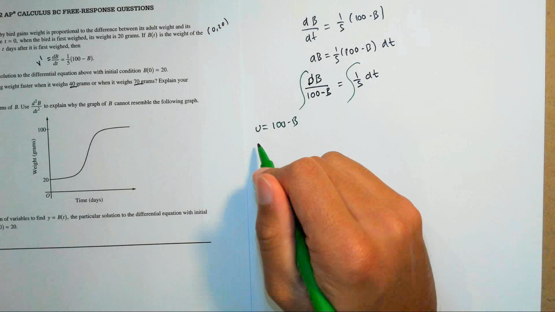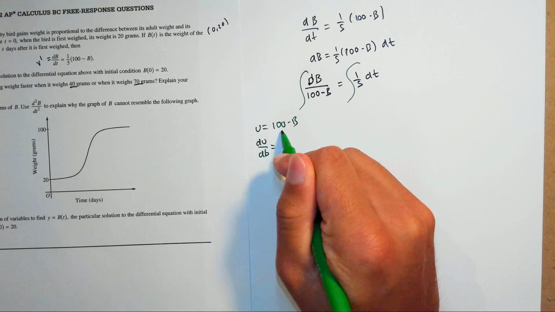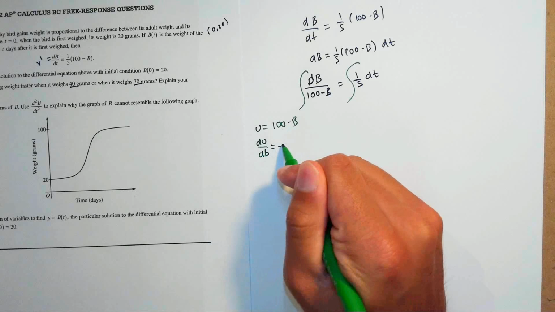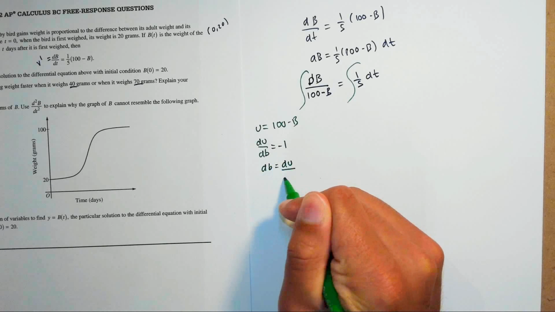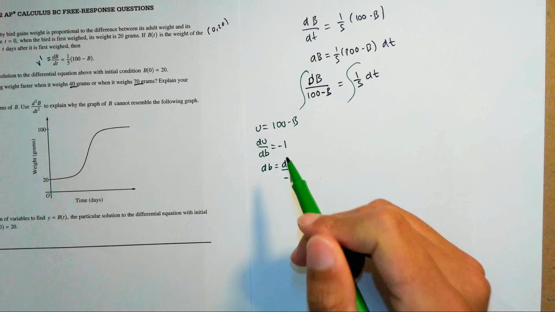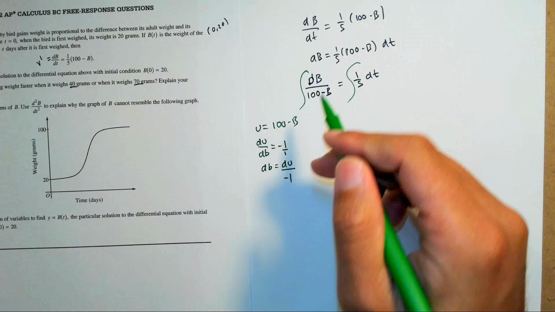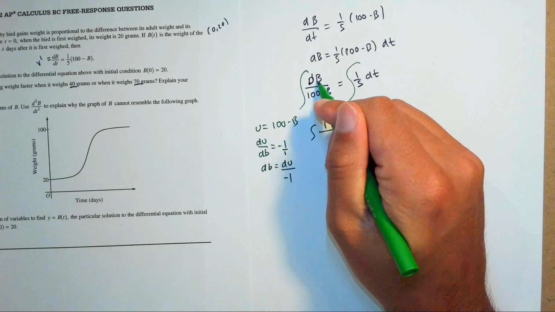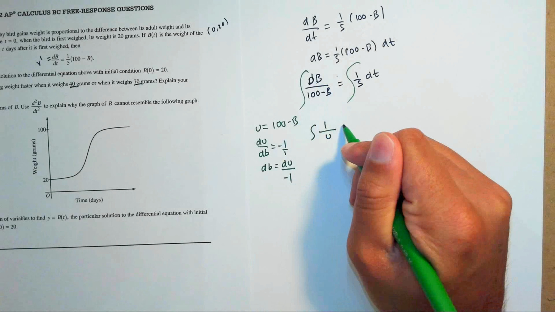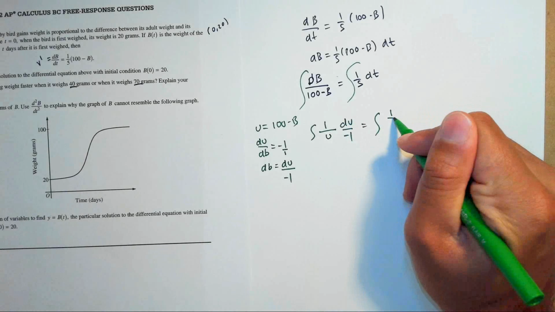So when I find my derivative of this, du over db is equal to the derivative of 100, which is 0, and the derivative of negative b is negative 1. Solve for db. This is going to equal du over negative 1. And all I did was technically put this over 1 and just swap these two. Now I'm going to plug that back in. And that's going to give me 1 over u, and I'm taking this db to the side, du over negative 1, is equal to, I'm going to just copy down the right side, 1/5 dt.